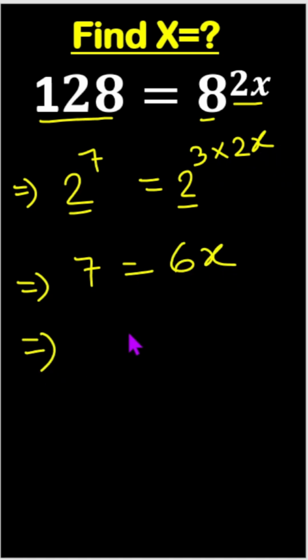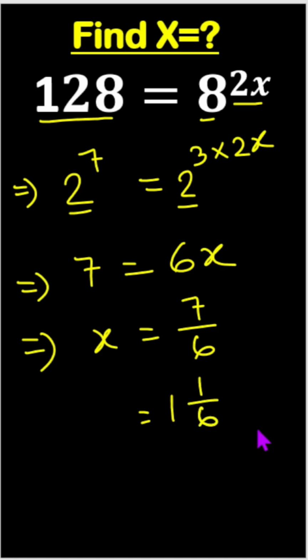So our answer will be x equals 7 by 6. This is an improper fraction. We can write this as a mixed fraction, 1 and 1 by 6, and this is our answer.